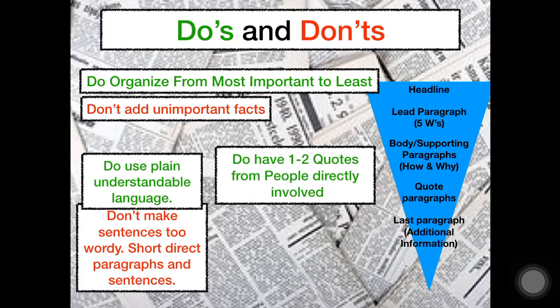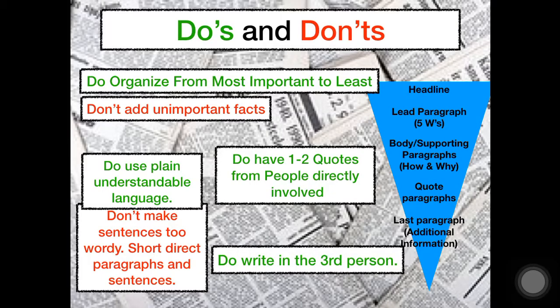You do want to have 1 to 2 quotes from people directly involved. And remember, people directly involved, not Joe Schmo along the street in a whole different city. And you do want to write in third person, which means that you don't use I, we, me, or us. So you're writing this as the reporter that was there. You're not necessarily involved. You're sort of on the sidelines seeing it happen and reporting it that way. So always remember that your newspaper articles need to be written in the third person.